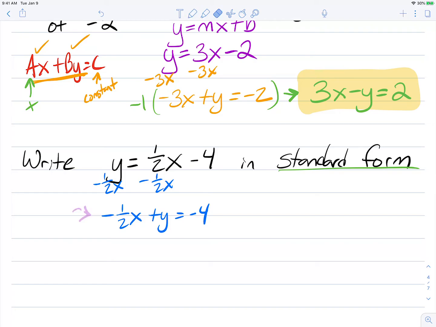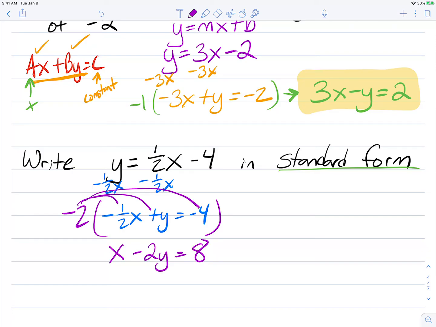So the first thing is I want to get rid of the fraction. If you multiply by the denominator, which is a 2, I'll get rid of that fraction. Half of 2 is 1. But if I also multiply by a negative, I'll deal with my negative issue. What you need to remember is if I'm going to multiply the first term by negative 2, I need to multiply all of the terms by negative 2. It's like an all or nothing thing. So negative 2 times negative 1/2, half of 2 is 1, so it's just an x, because a negative times a negative is a positive. Negative 2 times y is negative 2y, and negative 2 times negative 4 is a positive 8. So here's my standard form answer for that problem.